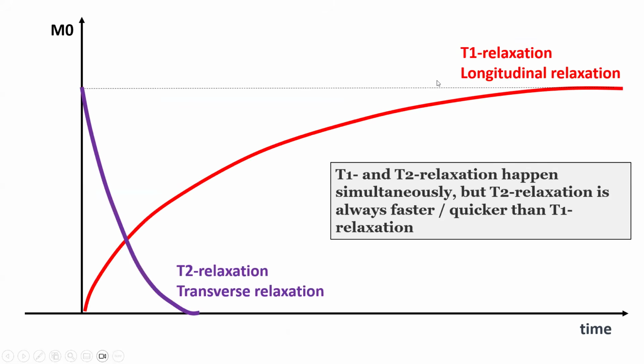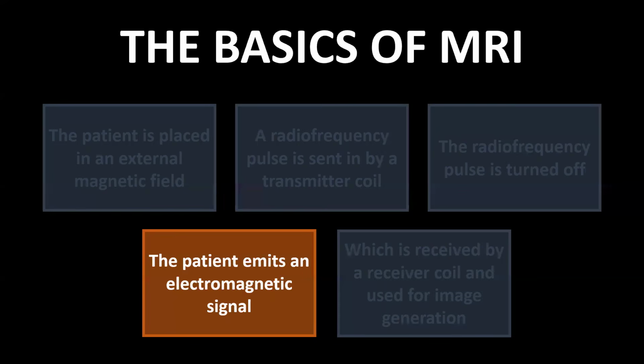Now, T1 and T2 relaxation, as said, happen simultaneously, but T2 relaxation will generally always be faster than T1 relaxation. Theoretically, they can be the same. In practice, T2 relaxation will always be faster, and T2 relaxation will never be slower than T1 relaxation. So T2 relaxation happens faster than T1 relaxation. Okay, I think this is clear, or I hope this is clear, so we can move on to the next step.